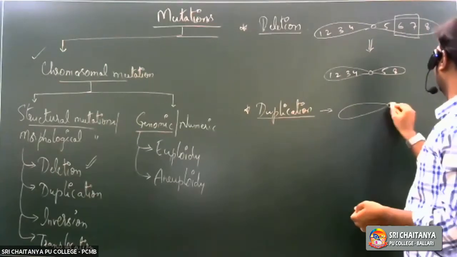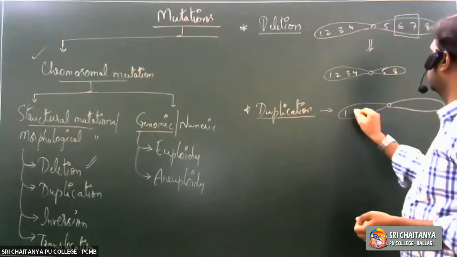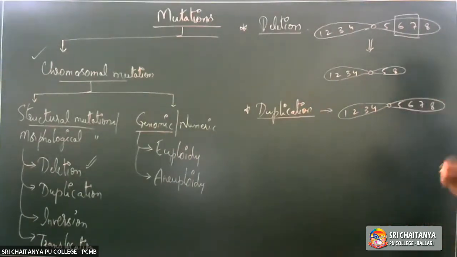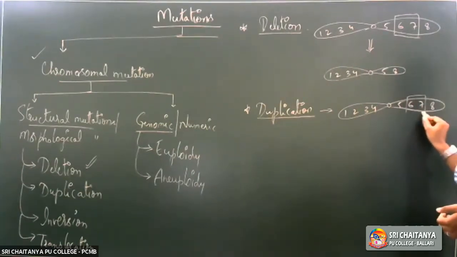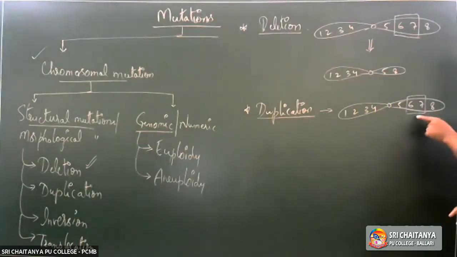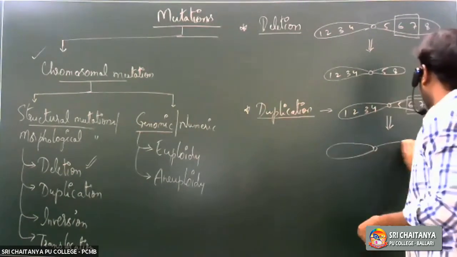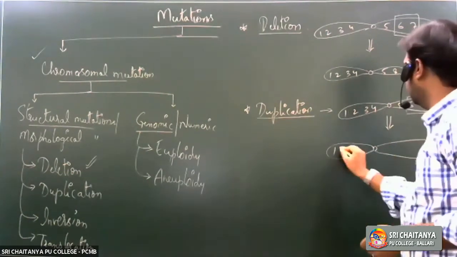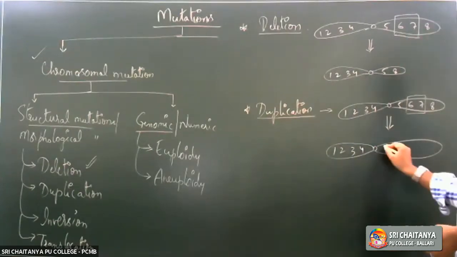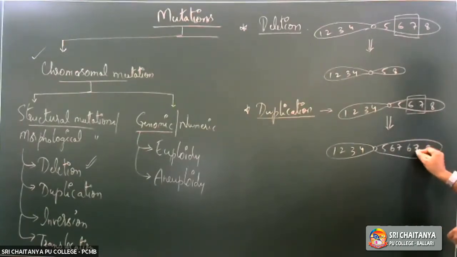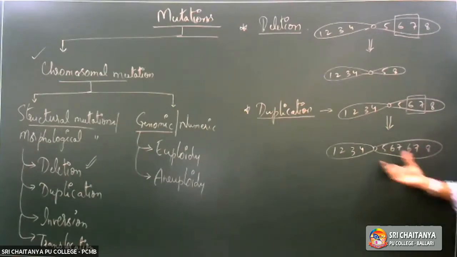So this is one chromosome, having the same genes 1, 2, 3, 4, 5, 6, 7, and 8. Now, this part of the chromosome is getting duplicated. Since this part is getting duplicated, how would this chromosome look now? It would be normal here, but this side would become big. So this would be 1, 2, 3, 4, and this one would be 5, 6, 7. Since it is duplicated again, it would be 6, 7, and 8.